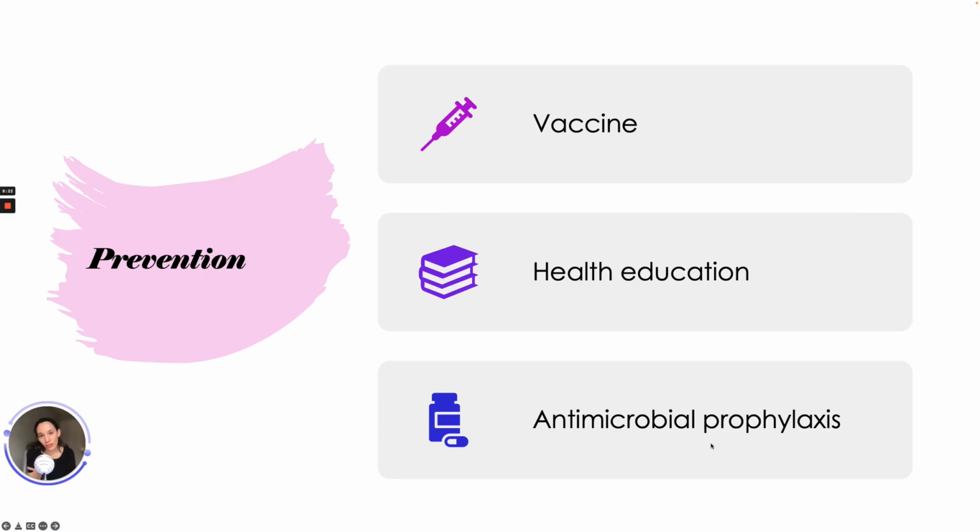So prevention. One of the preventions is a vaccine. There is a meningococcal conjugated vaccine given to adolescents during high school and college freshmen in dormitories. We can also offer health education about meningitis. There's also antimicrobial prophylaxis, so people in close contact with patients with meningococcal meningitis should be treated with antimicrobial chemoprophylaxis using rifampin, ciprofloxacin, or ceftriaxone sodium.